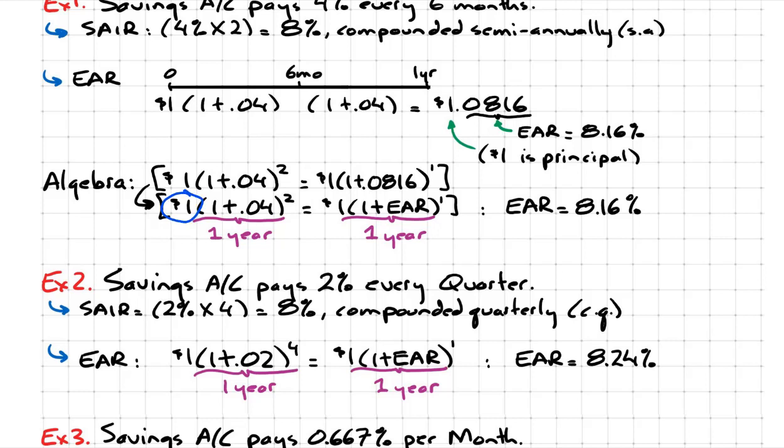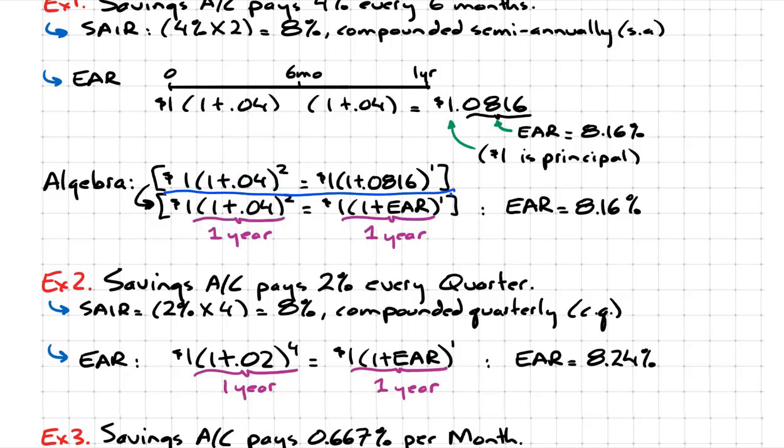My $1 growing at 4% compounded twice covers a period of a year, and that should be equal to my $1 growing at the effective annual rate, but just compounded once, and that too covers a year. Now in this case, why are we compounding it just once? Because the A stands for annual. It's already in annual format. So all I got to do is compound the annual rate just once in order to cover a year as well. Now since this term covers a year and this term covers a year, they are equal. And that's how you solve for EAR.